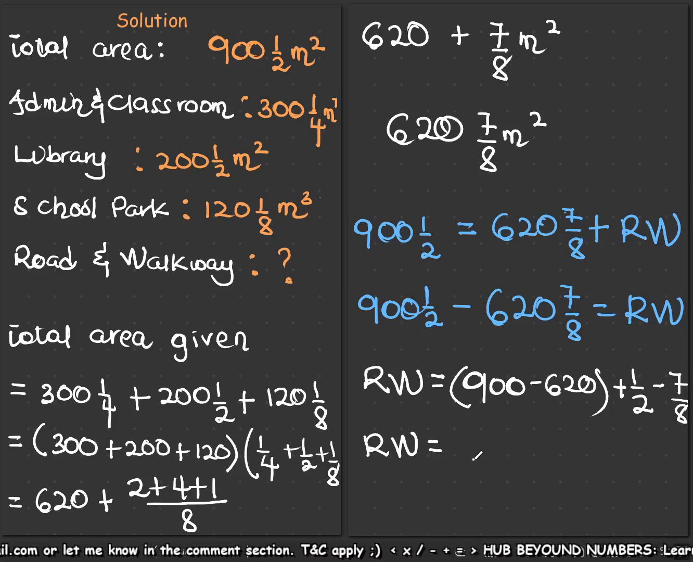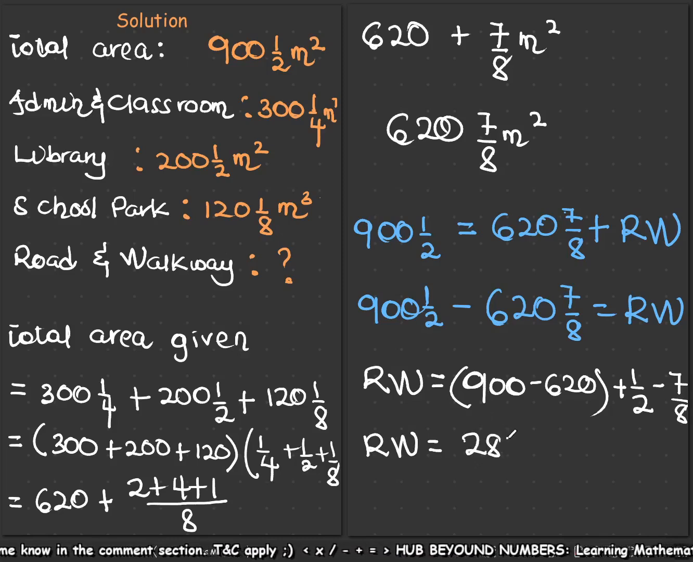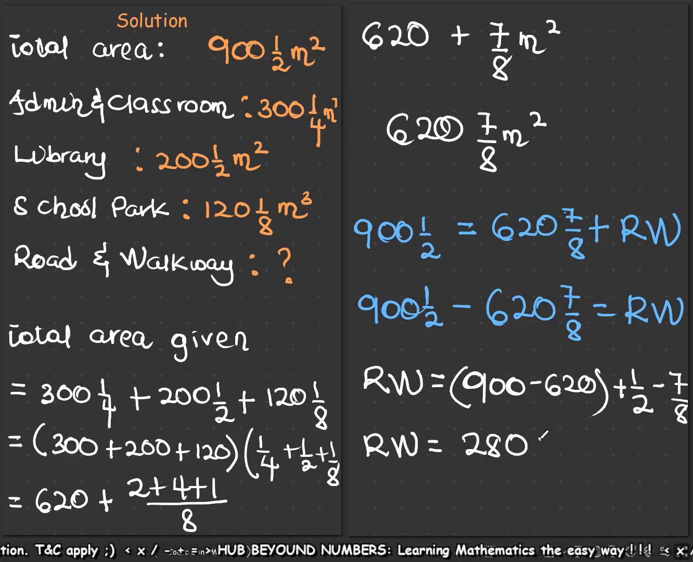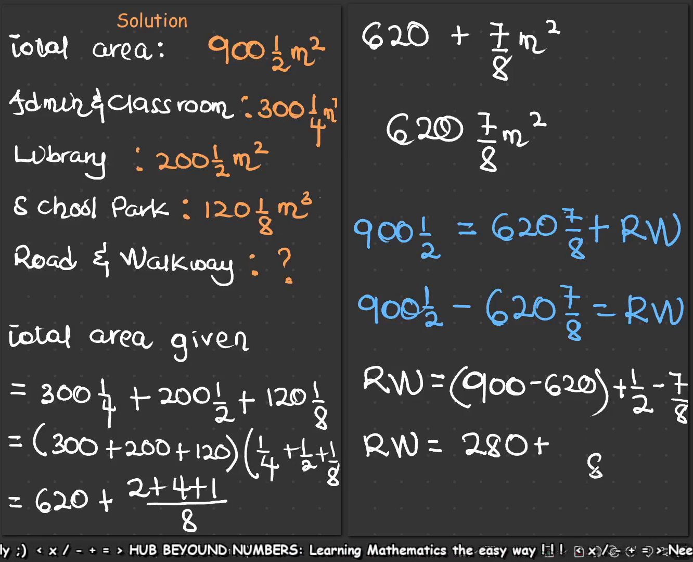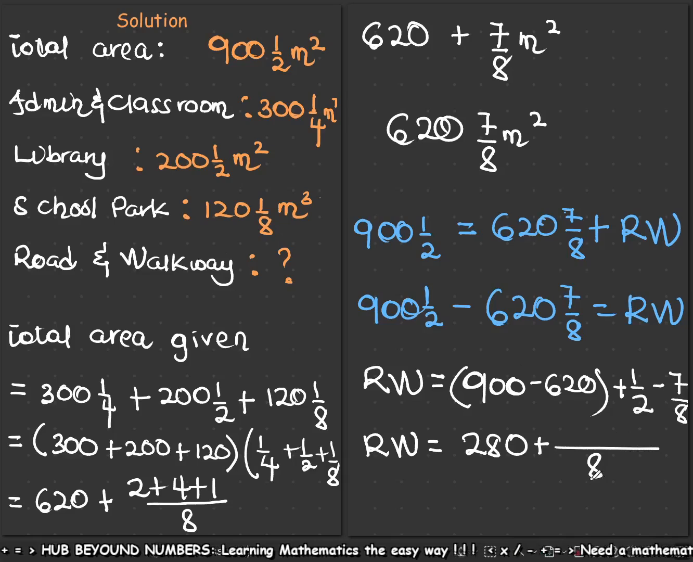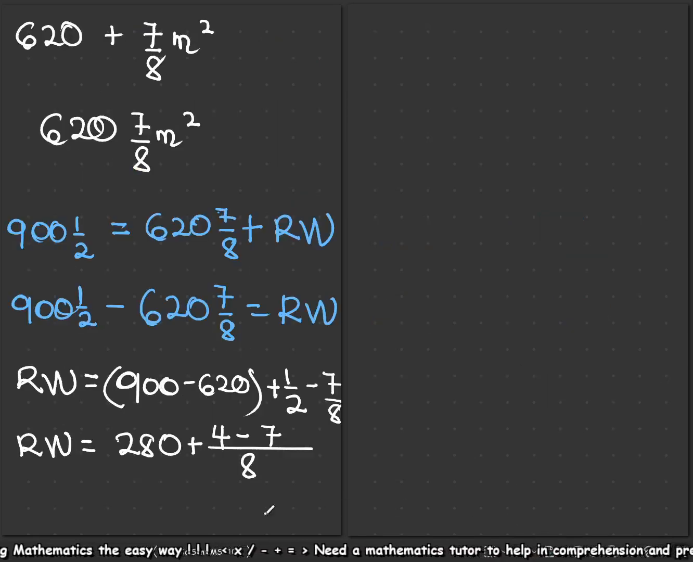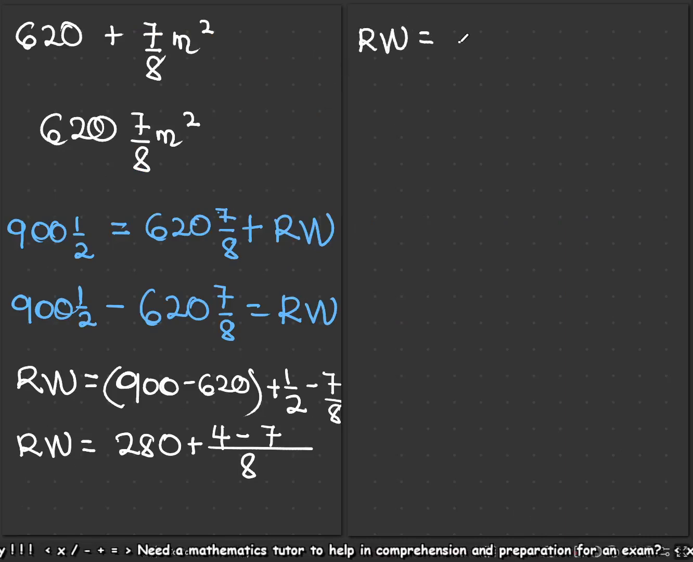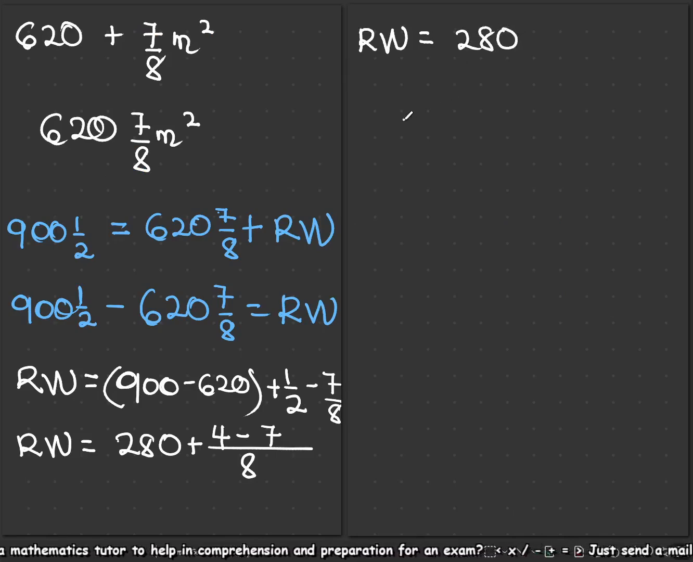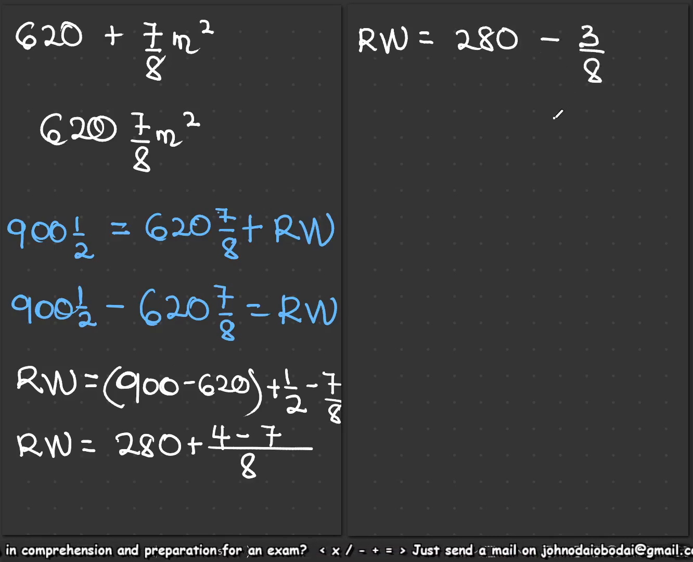900 minus 620 would be left at 280. So 280 then plus, we know our LCM is 8. Then we have 2 into 8, how many times? 4. So 4 times, that's giving us 4 minus your 7, you see. So with that, you are going to get your roads and then walkway being equal to 280. Then 4 minus 7 will give us negative, so a negative 3 over 8, you see.